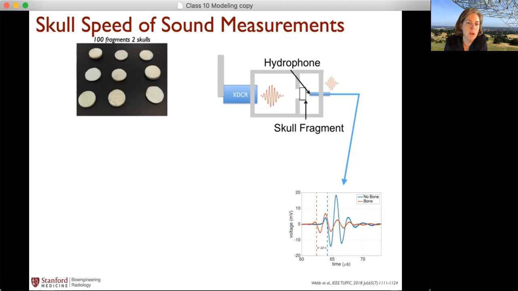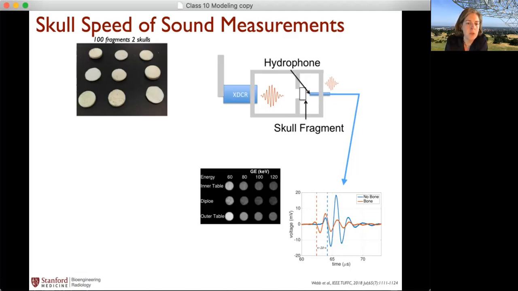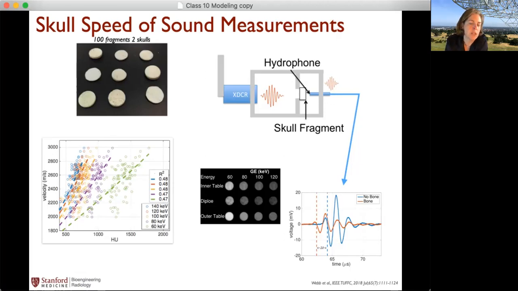Each of the fragments was relatively small and homogeneous, so we just assumed that you could assign one speed of sound to that whole fragment. It didn't have different layers and it wasn't different on one side versus the other side. And so that one measurement was going to be good for that fragment. We did have our images, so we had a lot of CT images with different parameters, and then we could correlate what we measured for our Hounsfield units with each of those fragments with what we measured for the speed of sound. And these are some example data that we got.